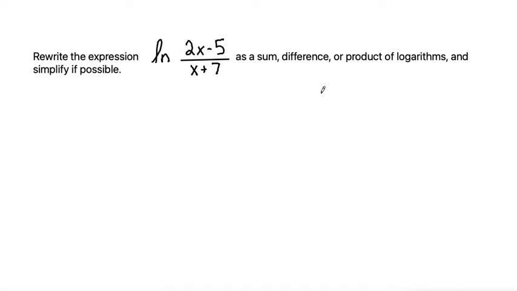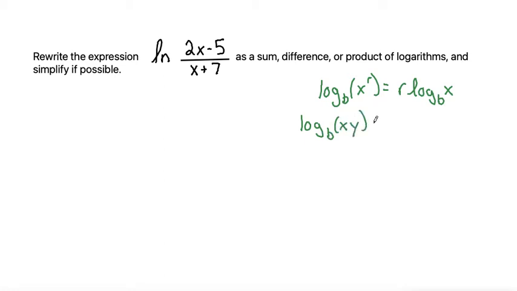you're going to be using are log base b of x to the power of r is equal to r log base b of x, so you're basically just kicking that exponent down to the front, or log base b of x times y is equal to log base b of x plus log base b of y. So when you have a product inside one log, you can split it up into two logs, and it being the sum of those two logs.